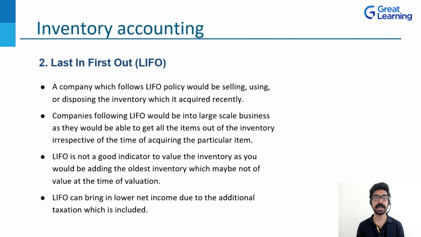And since you're accounting all these items as your assets, your net income will go down, because the taxation you will need to pay in LIFO would be high, since all your assets and liabilities would come into the picture, as the item which is past the use by and sell by dates would be considered as well.